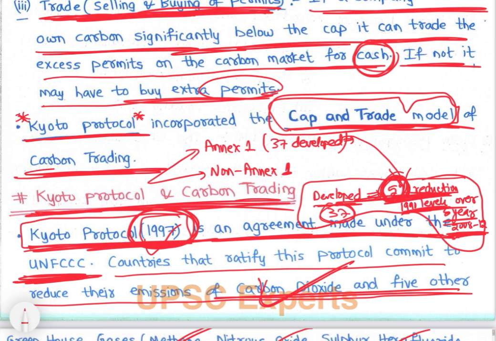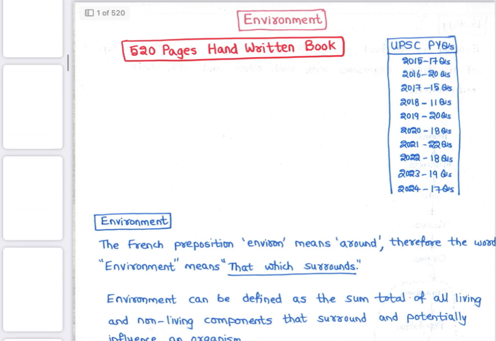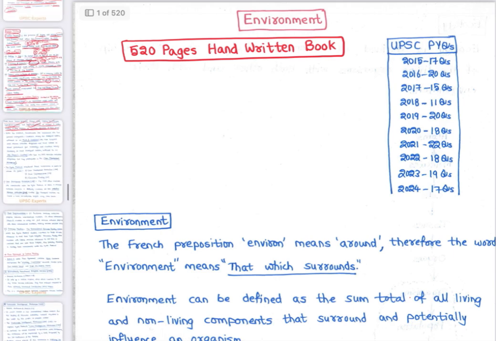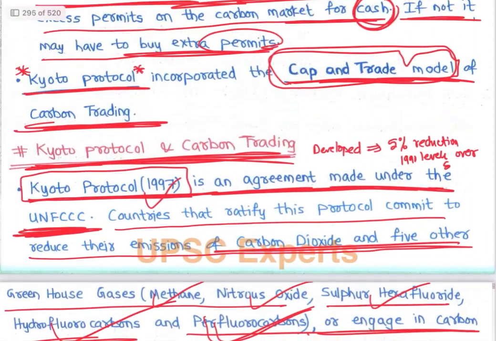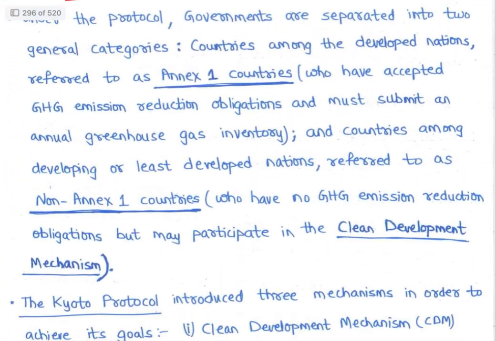Then non-Annex 1 countries, उनका कोई रिडक्शन का obligation ही नहीं है. These are mostly developing and least developed countries, right. अब ये because they need coal power, right, so they don't have any obligation. So that's what we have understood till now. Then now after that, what we have understood is ठीक है. Then see, now Kyoto Protocol.